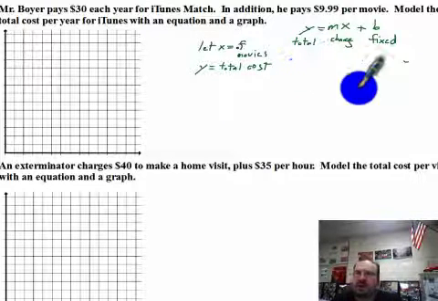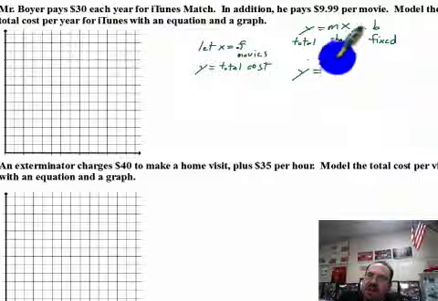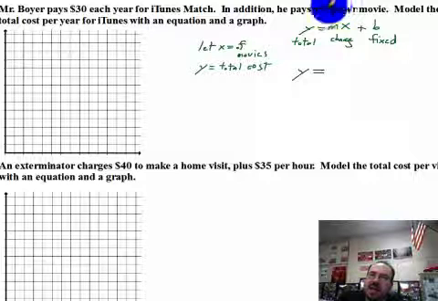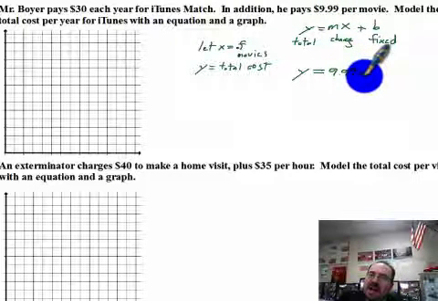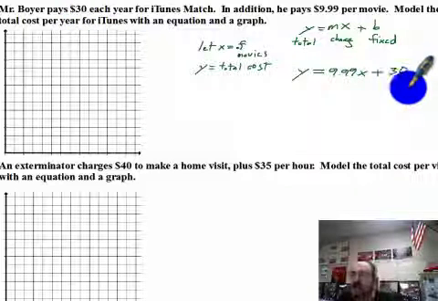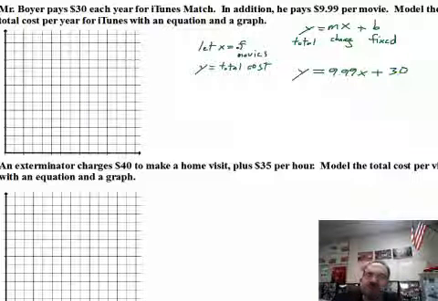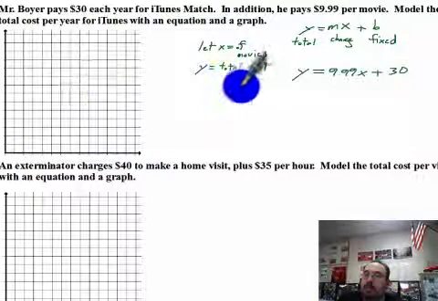I guess before I even do that, let's actually write our equation now. So the equation is going to be y equals m, where m is the $9.99 per movie, times x, which is the number of movies, plus my fixed amount, which was $30. Now, to graph this and to make a nice scale, I have enough room on my graph for 14 movies if I go by ones.